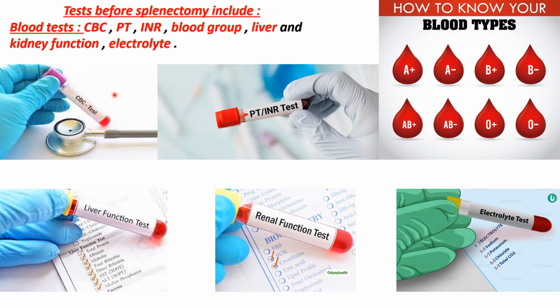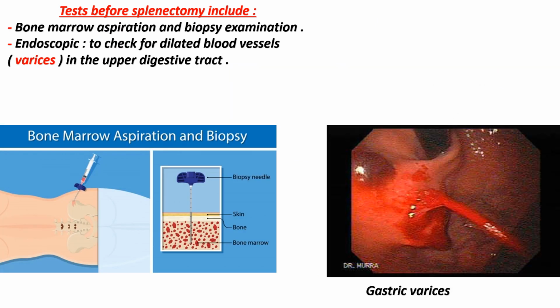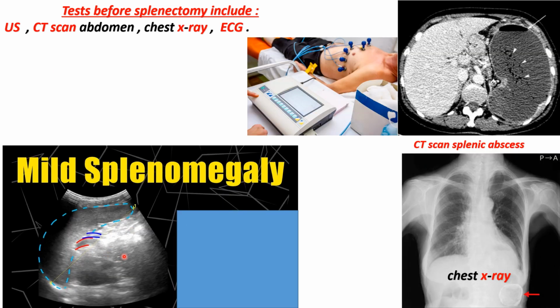I will talk now about tests before splenectomy. Blood tests: CBC, PT-INR, blood group, liver function, kidney function, electrolyte levels in the blood. Bone marrow aspiration and biopsy examination. Endoscopy to check for dilated blood vessels or varices in the upper digestive tract. Abdomen ultrasound, CT scan for the abdomen. We are seeing here a CT scan of splenic abscess, chest X-ray, ECG or electrocardiogram.